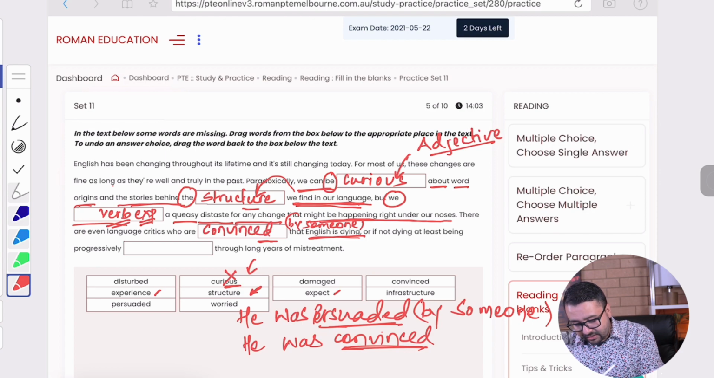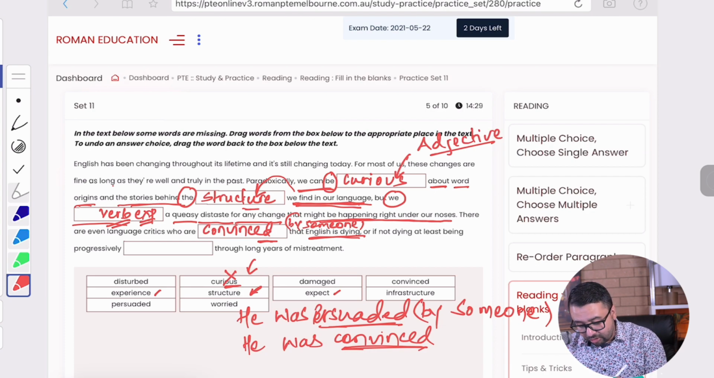Then the last option is asking us, if not dying, at least being progressively through long years of mistreatment. So what this one is saying is, some people say that the English language is dying, or if not dying, at least. That means it's still bad, but not as bad as dying. So we are looking for a negative word, which is similar in meaning to dying, but not as bad as dying. So what could be that word?